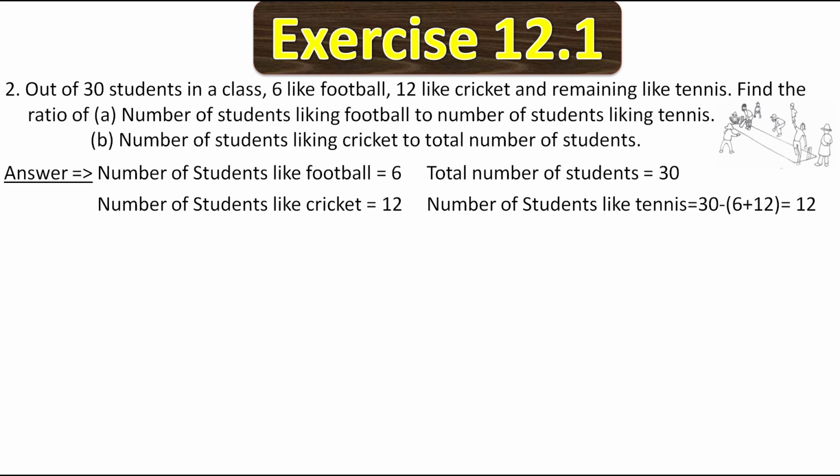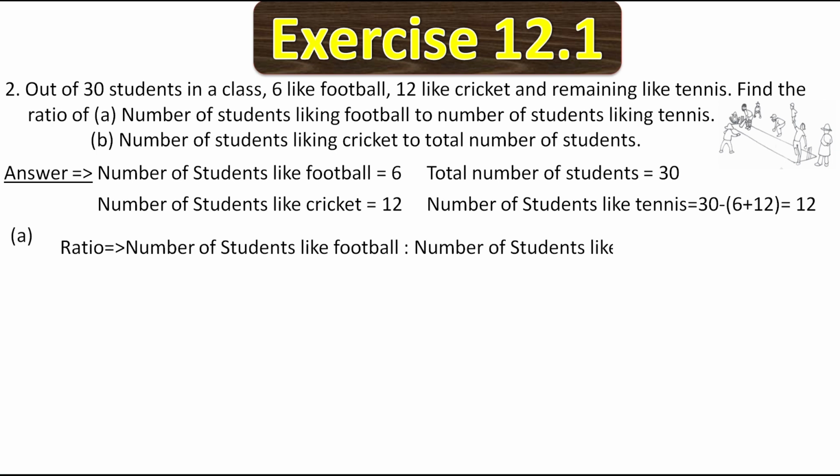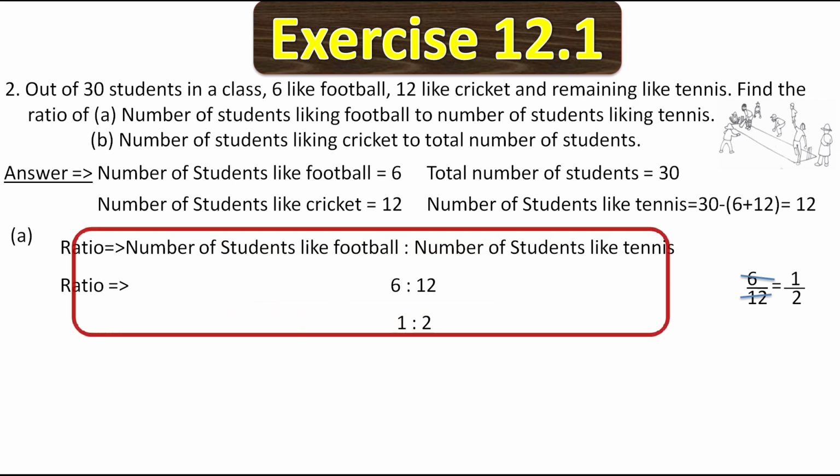Now let's find the ratio for A, that is number of students liking football to the number of students liking tennis. So we know for football there are 6 students and for tennis we have 12 students. Therefore, the ratio will be 6:12. Let's simplify it by dividing 6 upon 12. 6 1s are 6, 6 2s are 12. Therefore, the simplified ratio is 1:2.